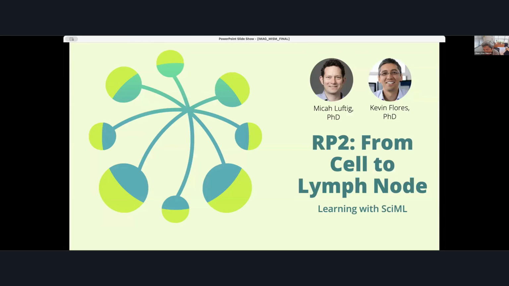I'll move on to the next research project, which is at a different scale. Here we are trying to move from a cell to a lymph node, and understand this as a complex adaptive system with emergent properties as you move from molecules and cells to tissues and lymph nodes. The bridging technology emphasized here is machine-learning-integrated mathematical modeling, nowadays known as scientific machine learning. It's led by mathematician Kevin Flores from NC State and Micah Luftig, a virologist from Duke.